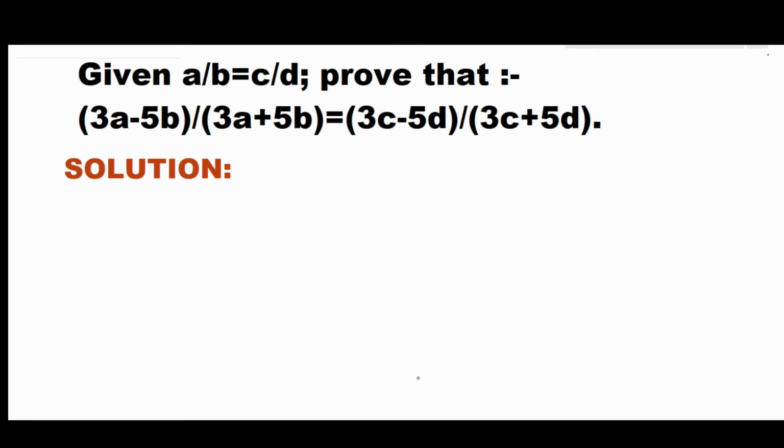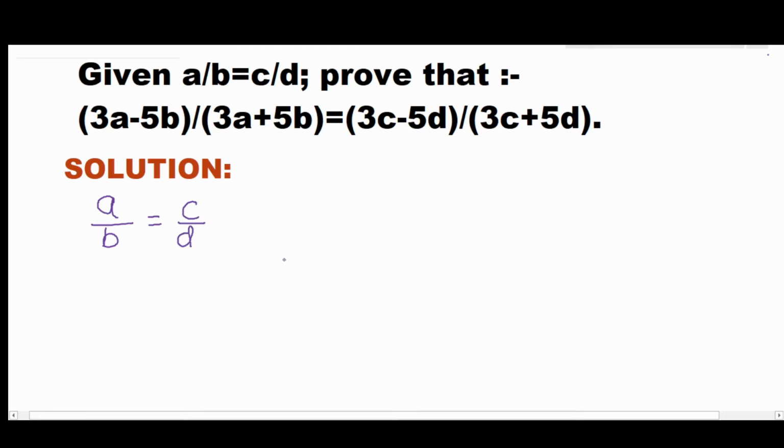given a by b is equal to c by d, prove that (3a plus 5b) divided by (3a minus 5b) is equal to (3c plus 5d) divided by (3c minus 5d). You can see that you have a minus on the numerator and plus in the denominator there. Now let's write what's given in the question. So what's given? A by b is equal to c by d.